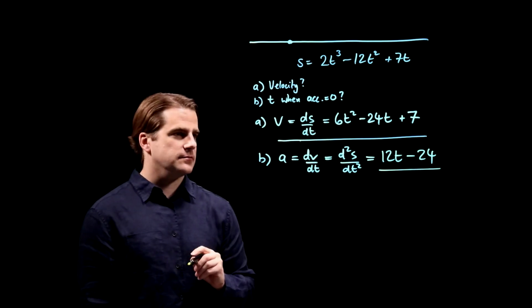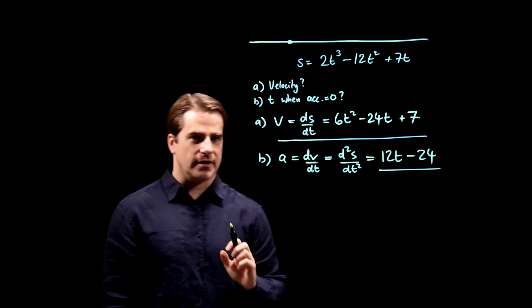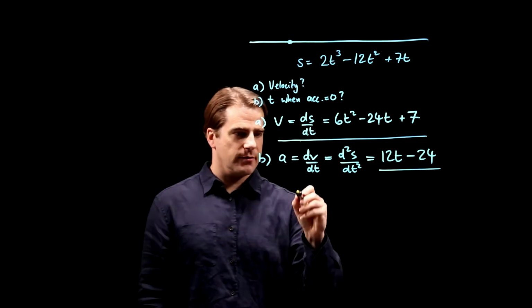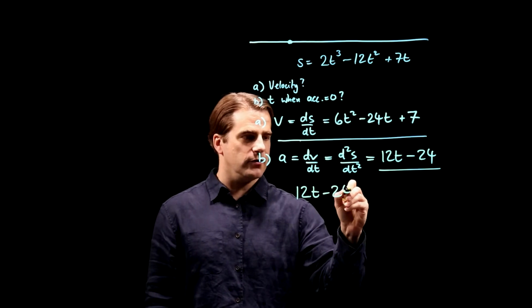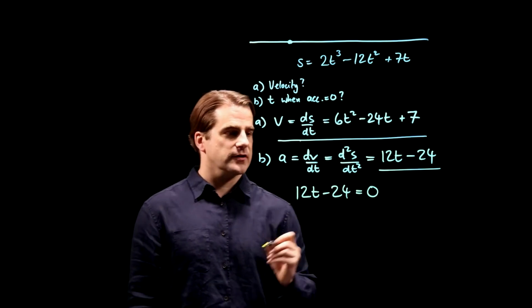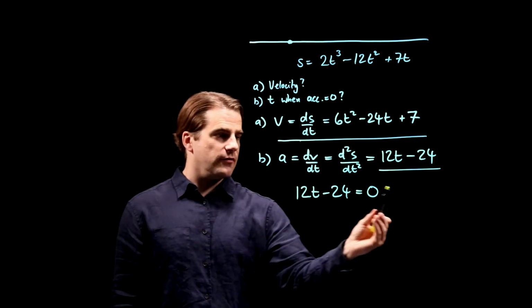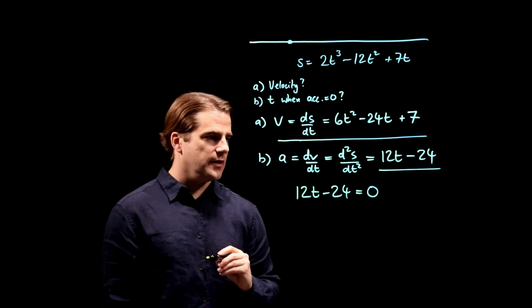That's it. Sorry, we haven't answered it yet, have we? That's just the expression for the acceleration. And it wants the time when the acceleration is 0, so we have to set that to 0. In other words, 12t minus 24 is 0, because the acceleration, that, is 0. Solve that and we get the time when the acceleration is 0.